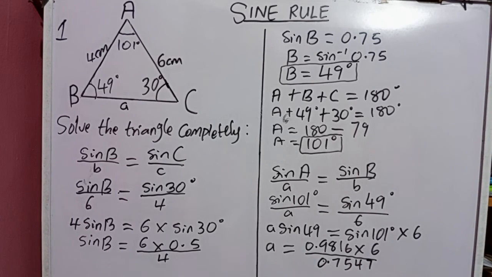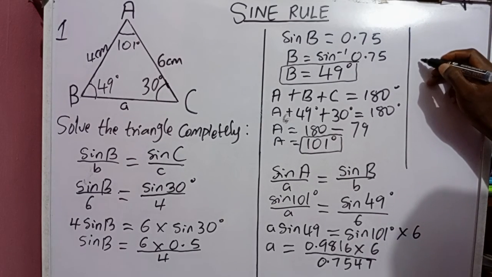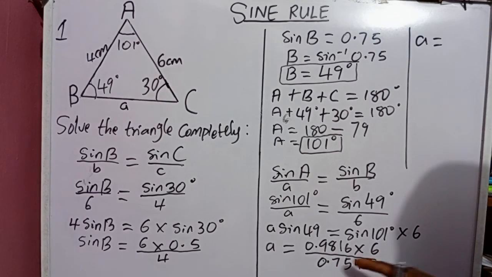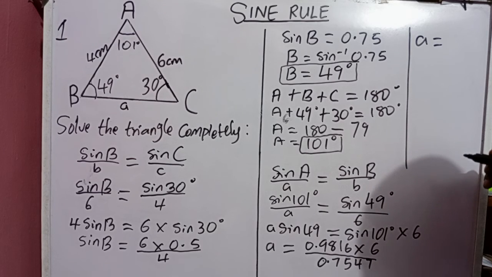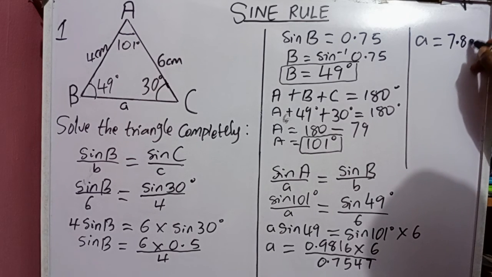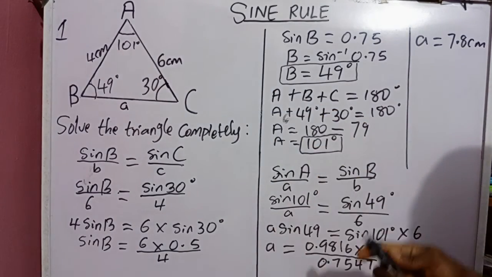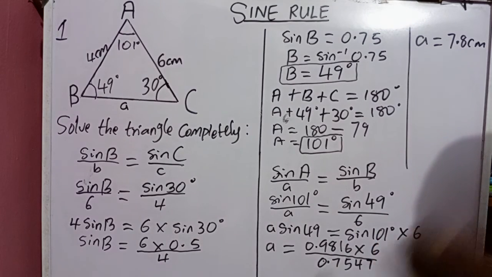All right, so finally, we can determine the value of small letter a. When you punch your calculator, 0.9816 multiplied by 6 divided by 0.7547 will give us 7.8 centimeters. And that signals finding all the sides and all the angles of this triangle. That is what we mean by solving the triangle completely. And this is a perfect example of the sine rule.